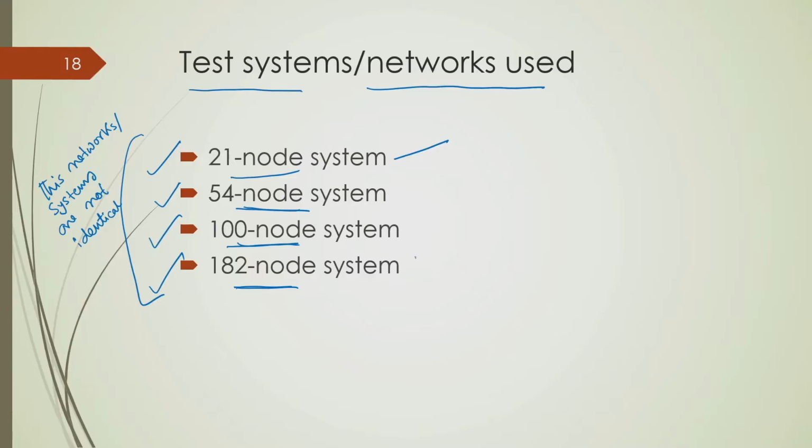Now, the 21 node system and the 182 node system, these two are examples of expansion planning problem.